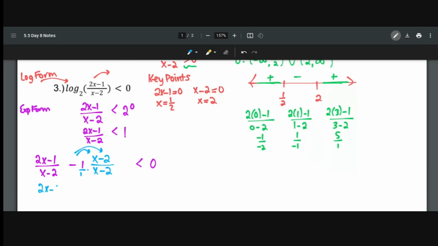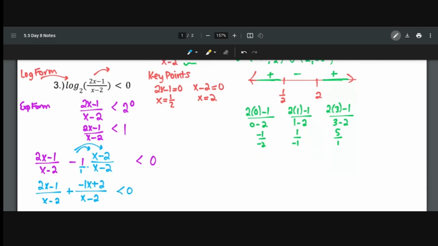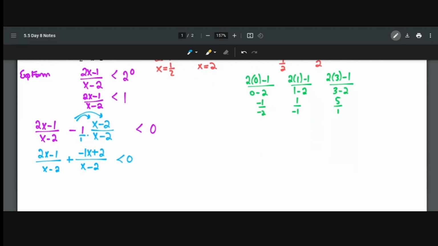So I haven't changed anything on the left fraction. That's still 2x minus 1 over x minus 2. I'm going to change this to a plus sign. And negative 1 times x is negative 1x. Negative 1 times negative 2 is positive 2. And on the denominator, I have x minus 2. So I do have common denominators. I'm going to combine that into one singular fraction. So 2x minus 1x is just x. And negative 1 plus 2 is 1. So I have x plus 1 over x minus 2 is less than 0.